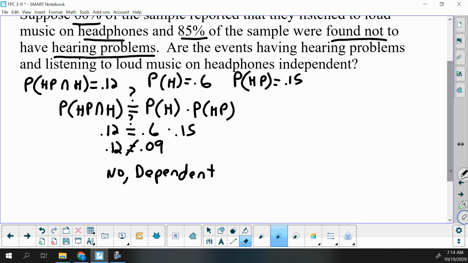What that means, again, by being dependent, is if we know one of those events is happening, it changes the probability of the other one. We don't necessarily know if it changes it to be higher or lower, we just know it changes it. So if you know someone has hearing problems, then that changes the probability of whether they listen to loud music on headphones. Or if we know someone listens to loud music on headphones, that changes our probability of whether they have hearing problems. So we don't know if it changes it more or less, but we know it just changes it.